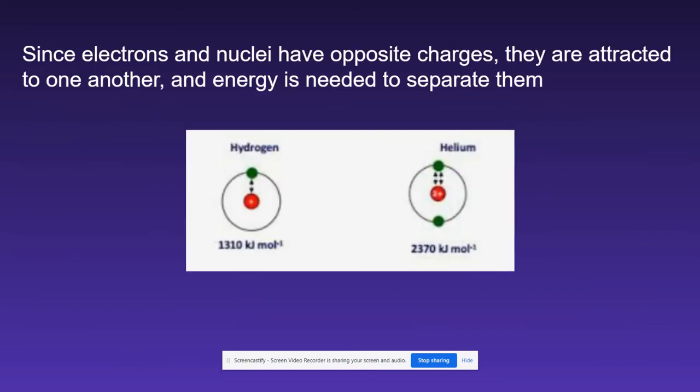All right, since electrons and nuclei have opposite charges, they are attracted to one another, and energy is needed to separate them. This little diagram shows a representation of a hydrogen atom on the left with a nucleus with a charge of +1, an electron -1, and a helium atom on the right with a nucleus with a charge of +2 and showing the attractions to one of the electrons. The electrons, which are negative, are attracted to the positive nuclei, and these energies listed down at the bottom, kilojoules per mole, tell you how much energy it takes, per mole, to remove one electron from the atom. It takes more with helium, might have something to do with that larger charge in the nucleus.